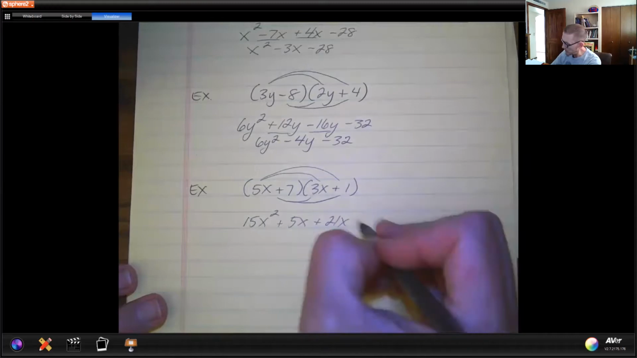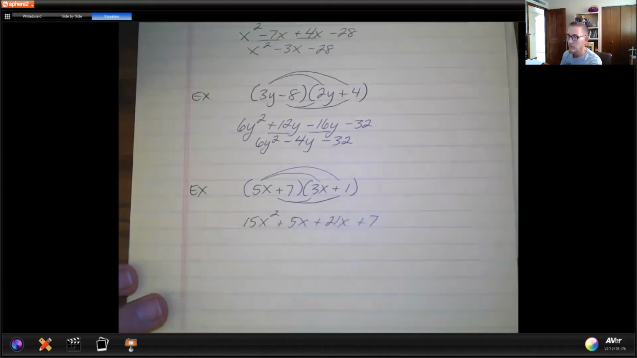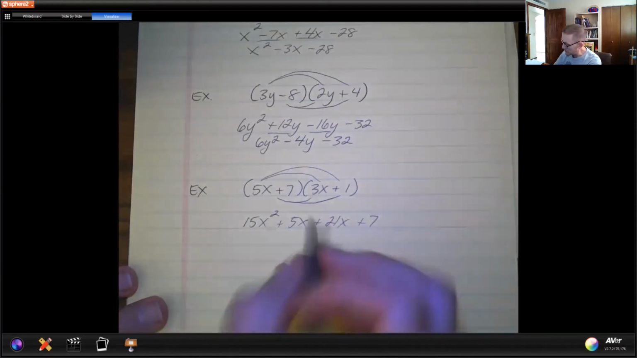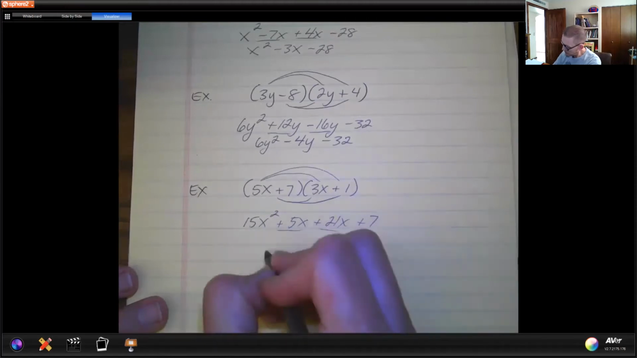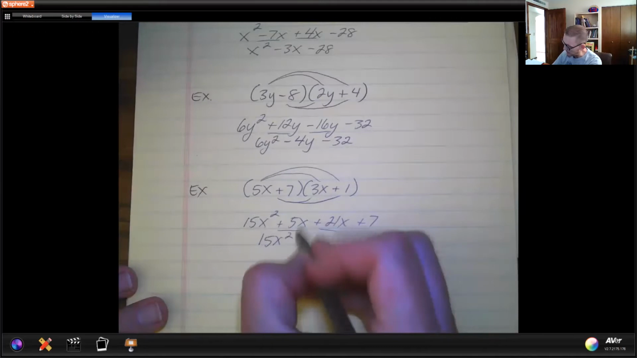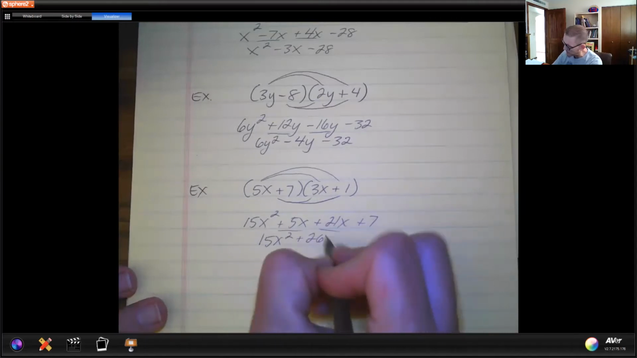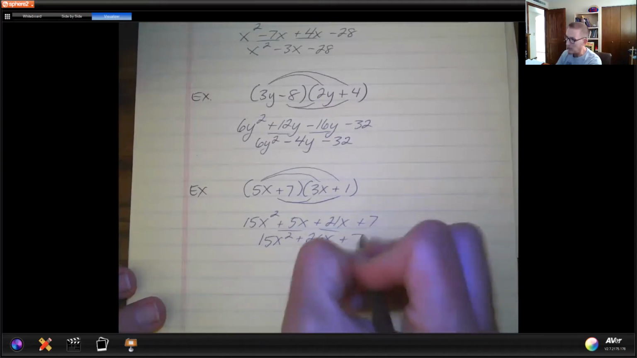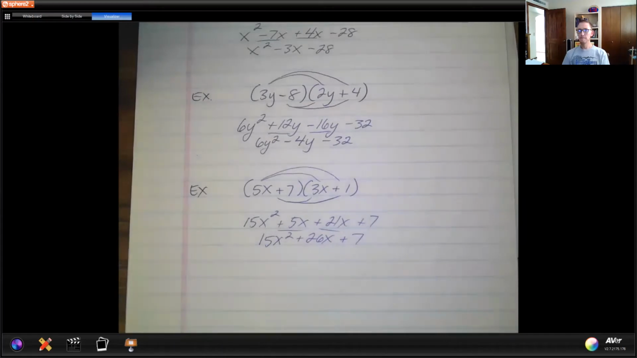7 times 1 is plus 7. Look for like terms, and sure enough, they're in the middle. So I get 15x squared. Positive 5x and positive 21x is positive 26x. And then plus 7. So this is multiplying a binomial times a binomial. And that's the end of the third section.